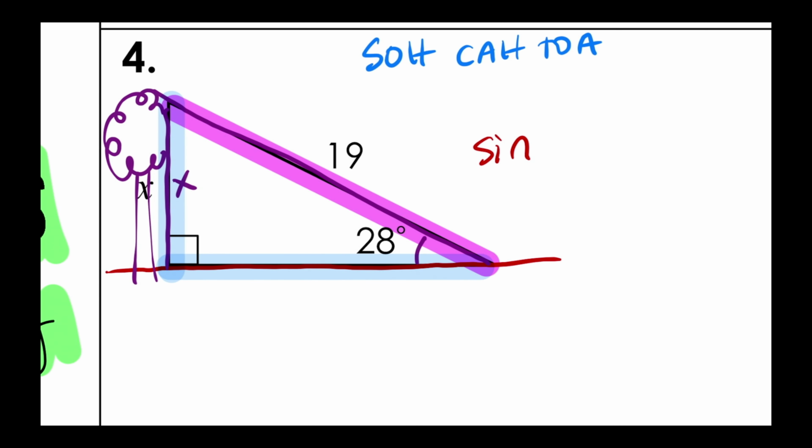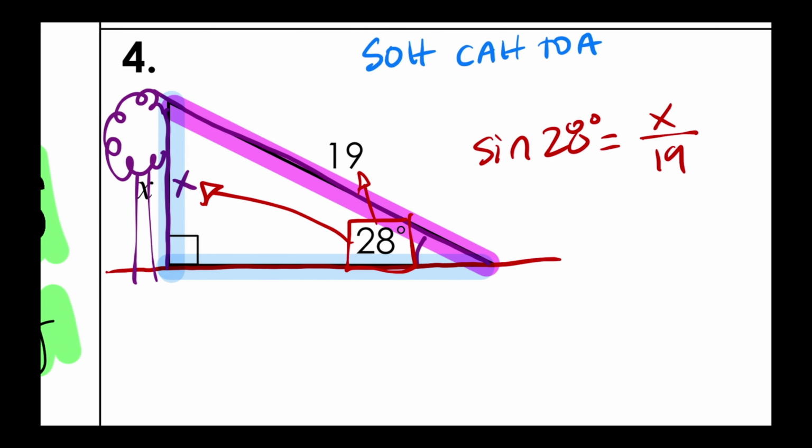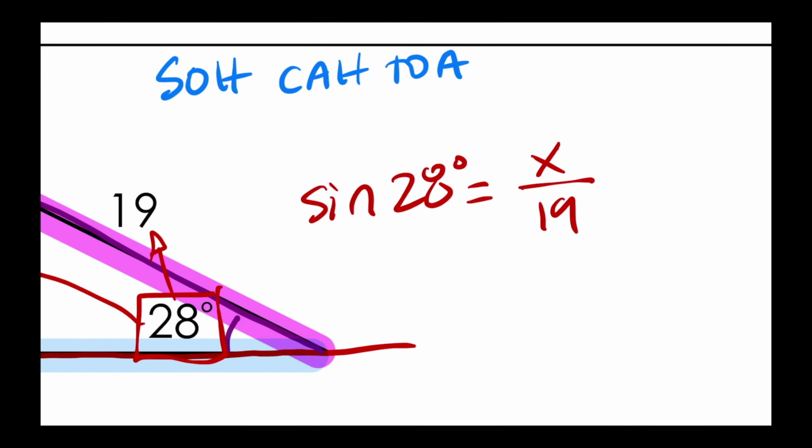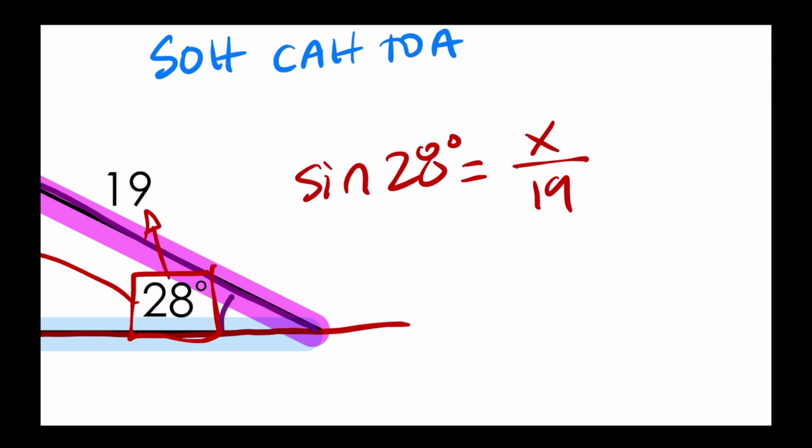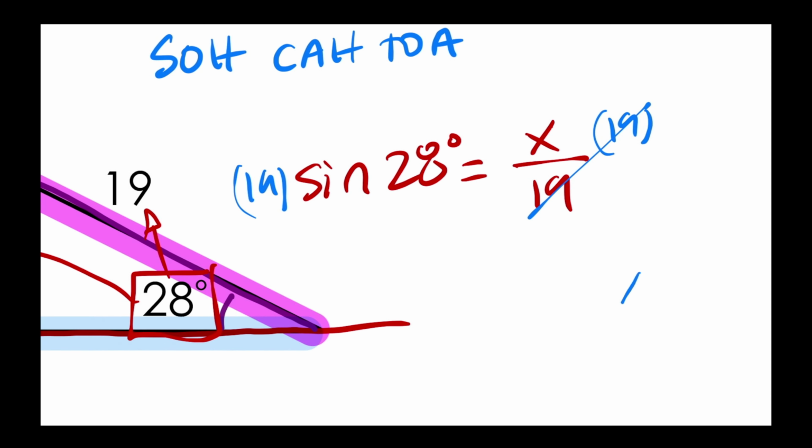So sine, the sine of what? Well, what angle are we focused on? That angle. So the sine of 28 degrees equals opposite, which is x, over hypotenuse, which is 19. And there you go. There's the setup. Sine of 28 degrees is x over 19. So now I get x by itself by just multiplying both sides by 19. Cancel, cancel. So I get x equals, and then you got to plug this into your calculator.